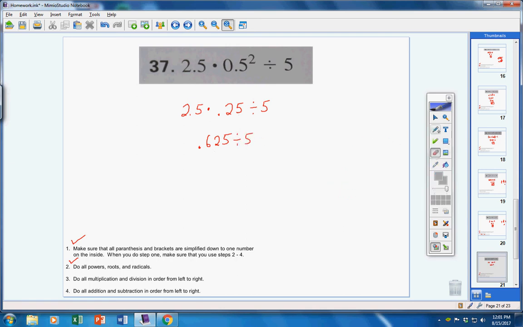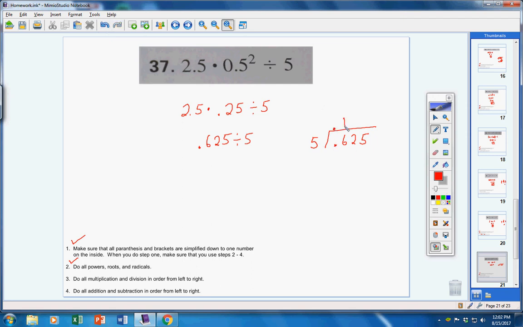Let's divide that out and we're finished, okay? 0.625 divided by 5. Now there's no reason to move your decimal, okay? The only time you move your decimal is when the divisor, that's the number outside the box, has a decimal that you want to get rid of, okay? That's not the case with the 5, alright? So bring your decimal straight up.